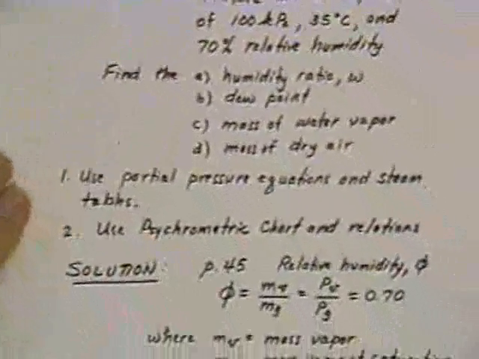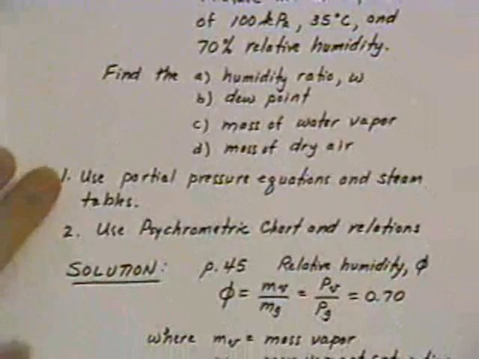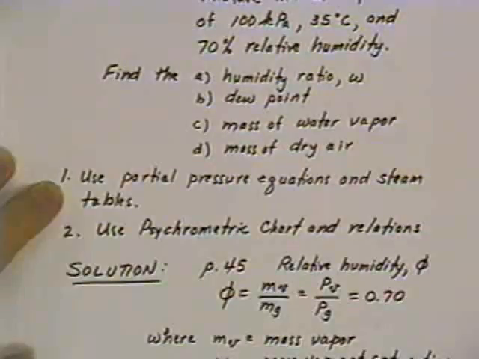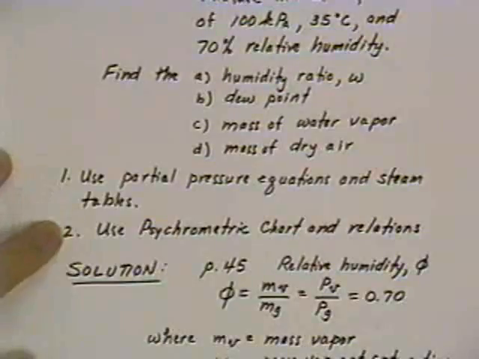Now, we're going to do this with 2 approaches. One is we're going to use the partial pressure equations and the steam tables, which is using Dalton's law of partial pressures and the information out of the steam tables, because the water vapor existing in the air is really steam, except it's at very low pressure conditions. And then we also want to use the psychrometric chart and the psychrometric relations to solve the problem. In many cases, as long as we're talking about atmospheric pressure, you can get a lot of the information and solve it much faster off the psychrometric charts than you can using partial pressure data.